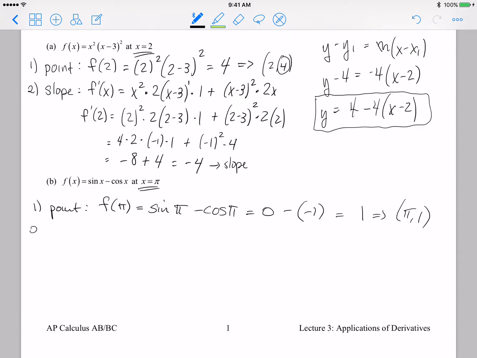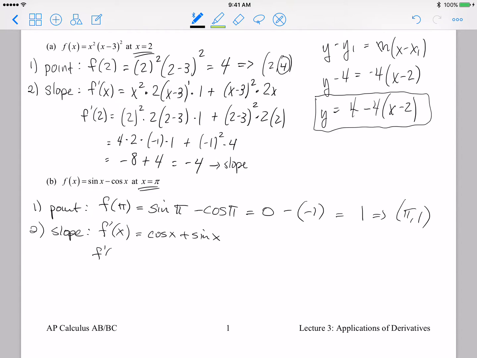The second thing that we need, of course, is the slope, and in order to get the slope, we need to take the derivative. So f prime of x is going to equal the derivative of sine of x, which is cosine x, minus the derivative of cosine x. Well, the derivative of cosine x is negative sine x, and since there's already a negative in front of that, this is going to jump back to positive.